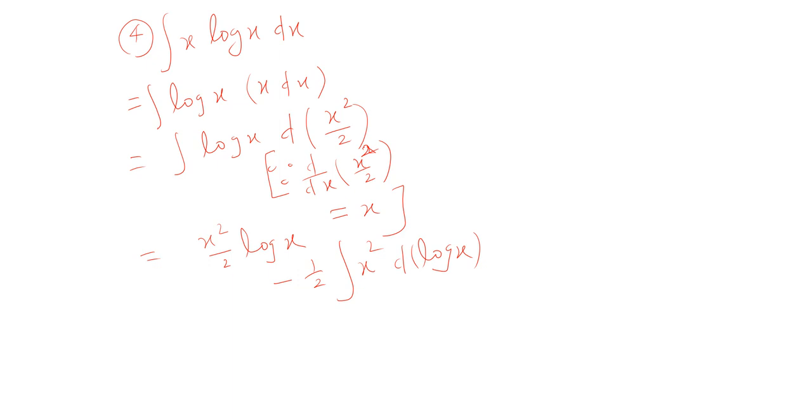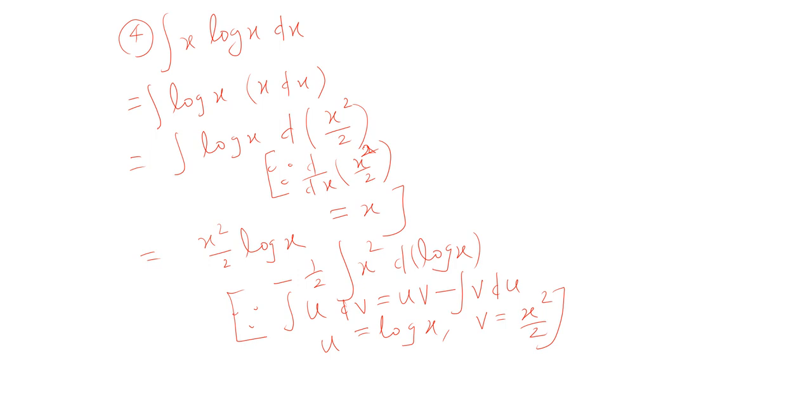Let me write the reason over here. Since integral u dv is equal to uv minus integral v du. Here instead of u I have log x, instead of v I have x square by 2. Just recall, this is the one to be recalled. Accordingly write the values in the place of u and v.